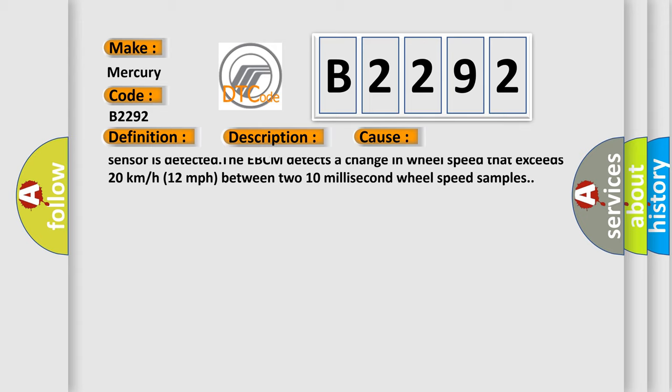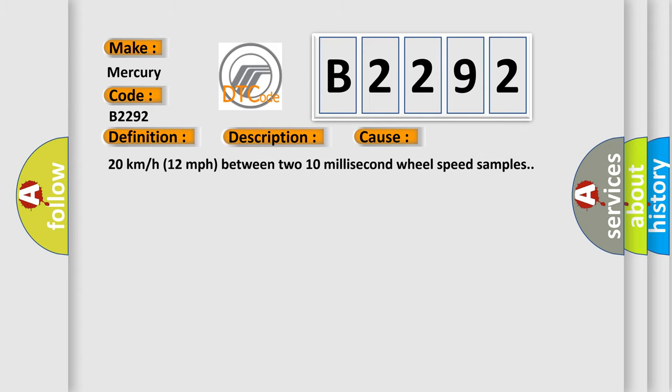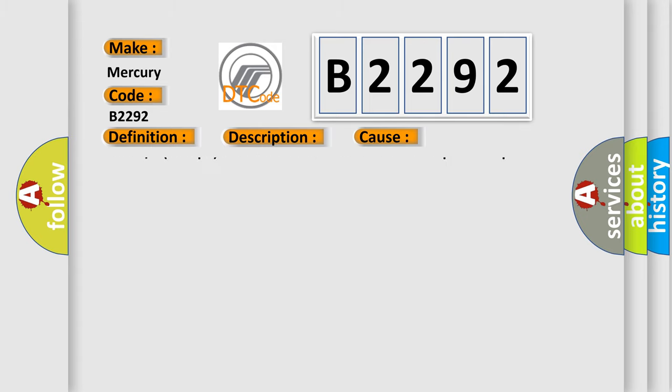C003526, C005026, C003527, C005027, C00351F, C00501F, C1221, C1224, or C1225, C1228A. Missing wheel speed sensor signal and erratic signal output of the wheel speed sensor is detected. The EBCM detects a change in wheel speed that exceeds 20 km/h, 12 miles per hour, between two 10 millisecond wheel speed samples.